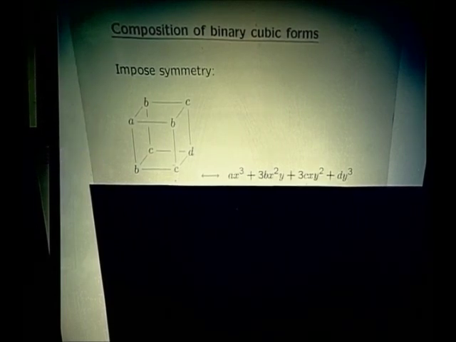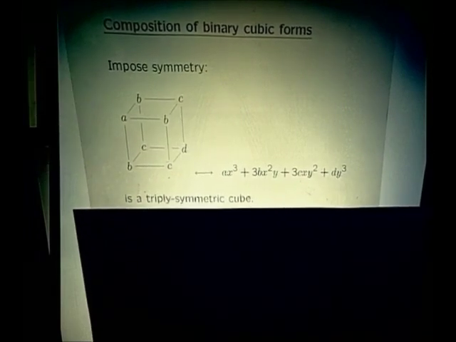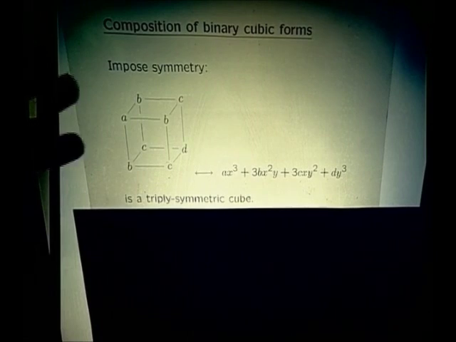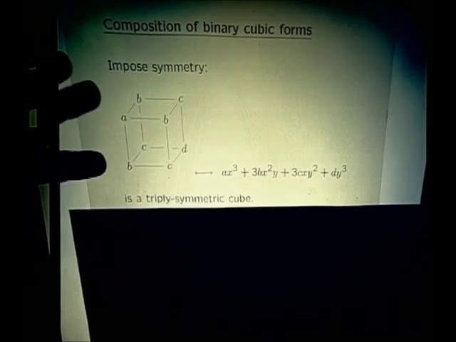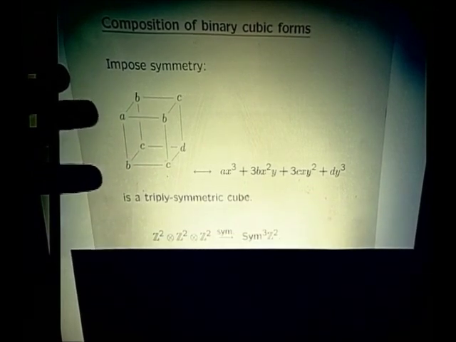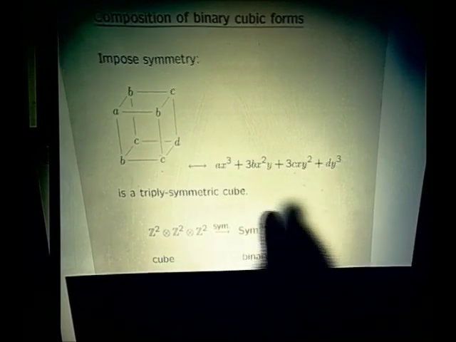So you can identify it with the cubic form ax cubed plus 3bx squared y plus 3cxy squared plus dy cubed. So a triply symmetric cube you can think of as a binary cubic form, except that there are these 3's in the middle. In terms of representation theory, what's going on here, if you have a cube, which is Z2 tensor Z2 tensor Z2, and you look at a totally symmetric version of that, that's Sym3 of Z2, right? So the symmetrization process takes the space of cubes to the space of binary cubic forms.